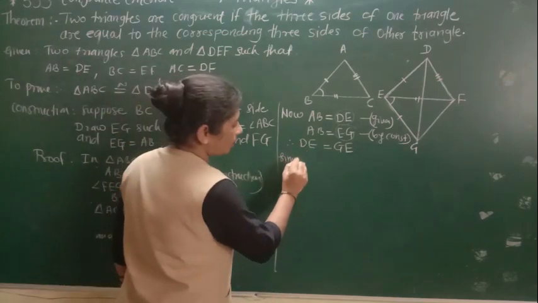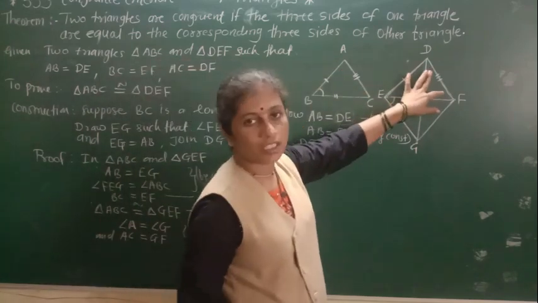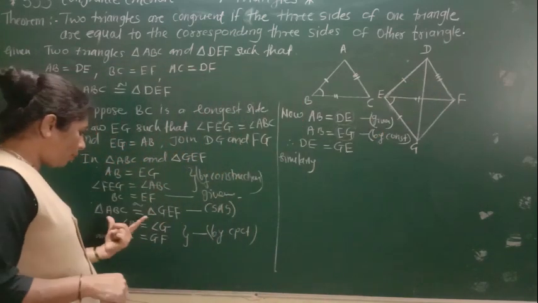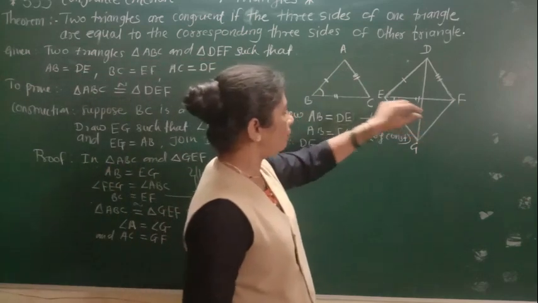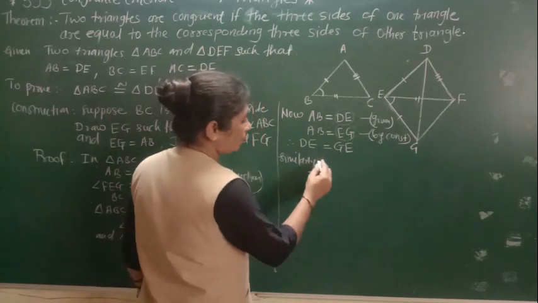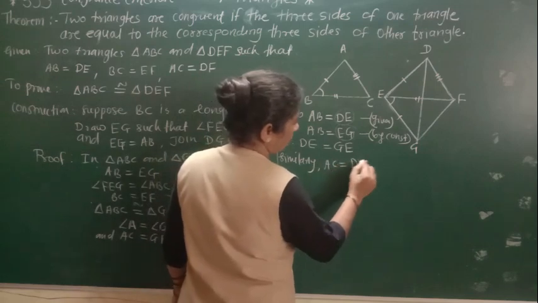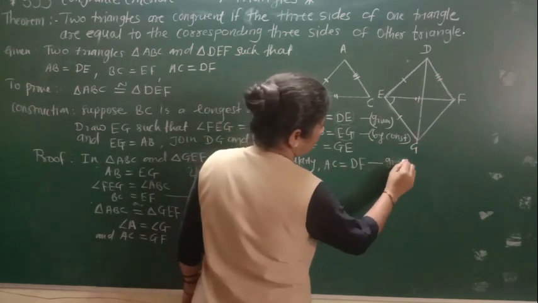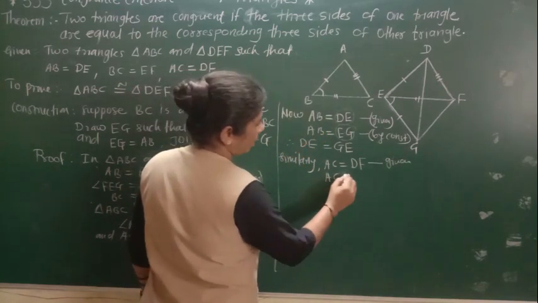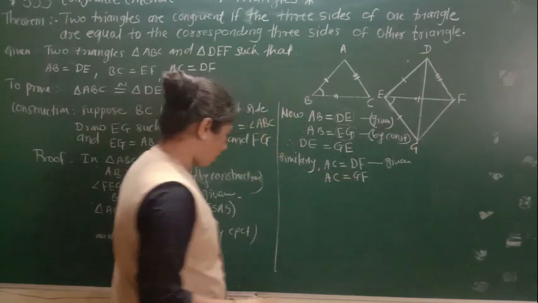Similarly, what is there again? AC equals DF. This is the given part for us. But now, when we have proved these two triangles are congruent, we have got AC equals GF. Okay. So here we will write similarly AC equals DF, which is given. Then AC equals GF. Okay, that we have proved here.